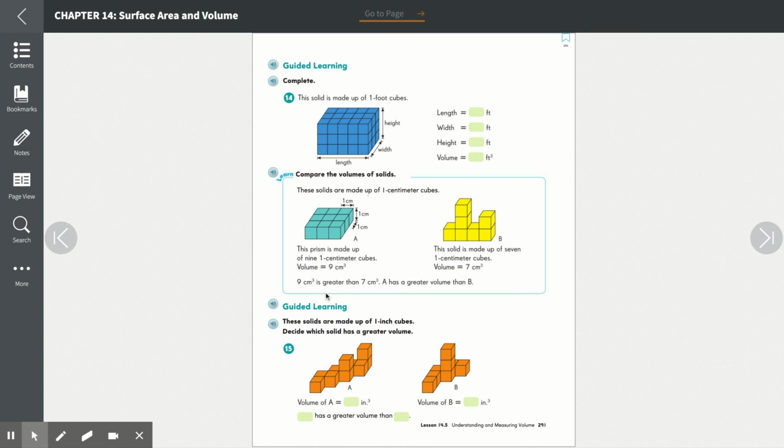So you're also going to compare the volumes of solids, just like you did in the last section. This prism is made up of 9 1-centimeter cubes, so the volume is 9 centimeters cubed. This solid shape is made up of 7 1-centimeter cubes, so its volume is 7 centimeters cubed. 9 centimeters cubed is greater than 7 centimeters cubed, so it has a greater volume. Shape A has a greater volume than shape B.